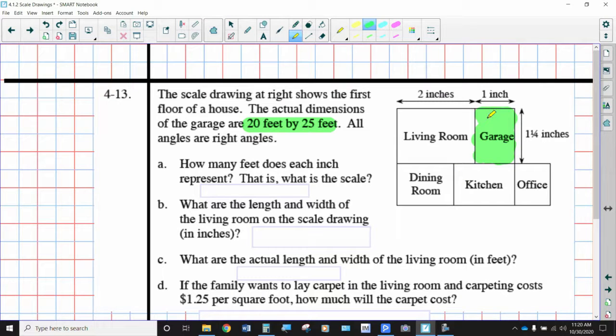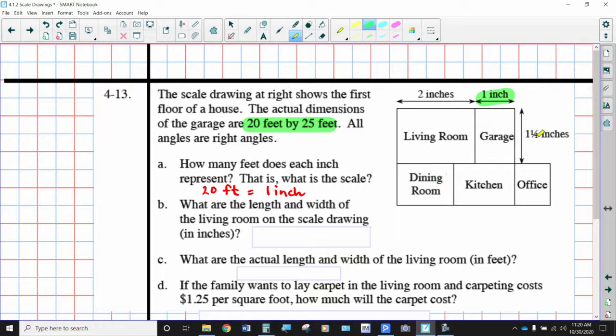So can you tell which one of these is 20 and which one is 25 just by looking at the markings on there? Hopefully you can, because the 25 feet has to correspond to the longer side here, which is 1 1/4. So what is the scale of this particular drawing? If you said that the scale is 20 feet is equivalent to 1 inch, that is correct, because this piece of information right there tells you that.